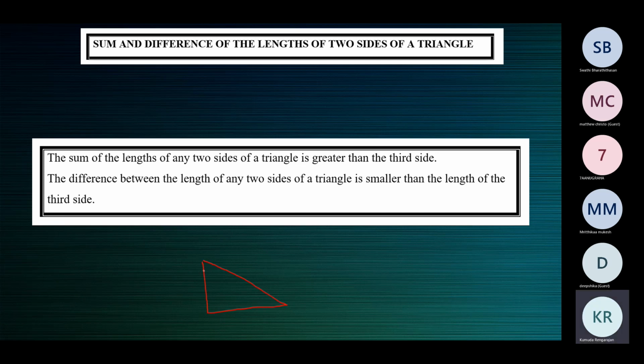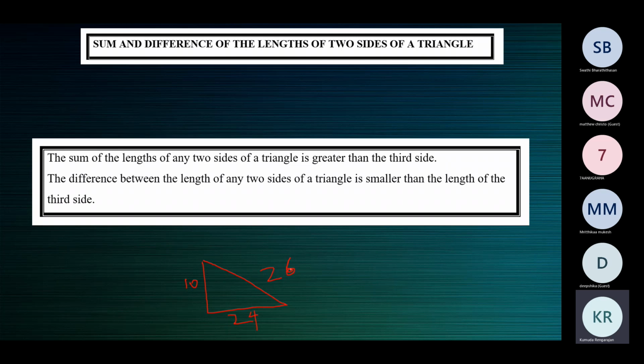So say we have a triangle with sides 10 centimeters, 24 centimeters, and 26 centimeters. Now, when you take any two sides, say 10 and 26, what is the sum of 10 and 26? 34, ma'am. 36. 10 plus 26 is 36. I thought 24, ma'am. 36, yeah. So the sum of these two sides is 36.